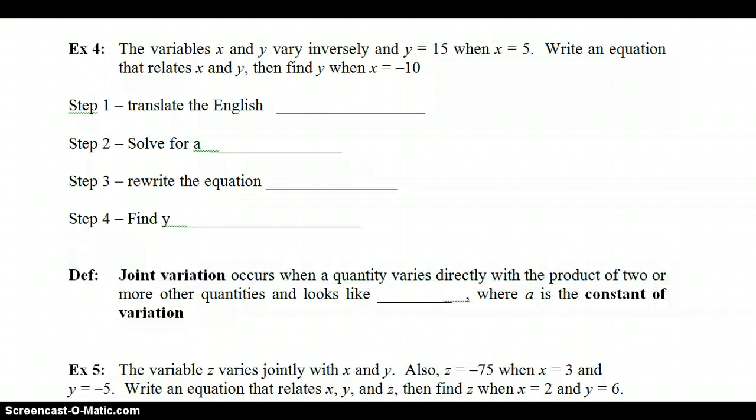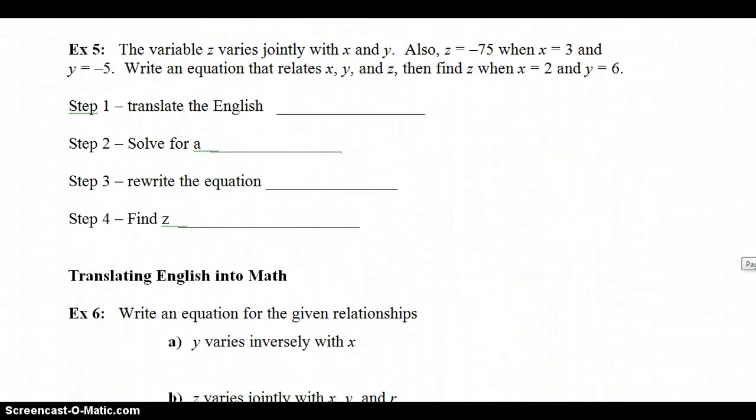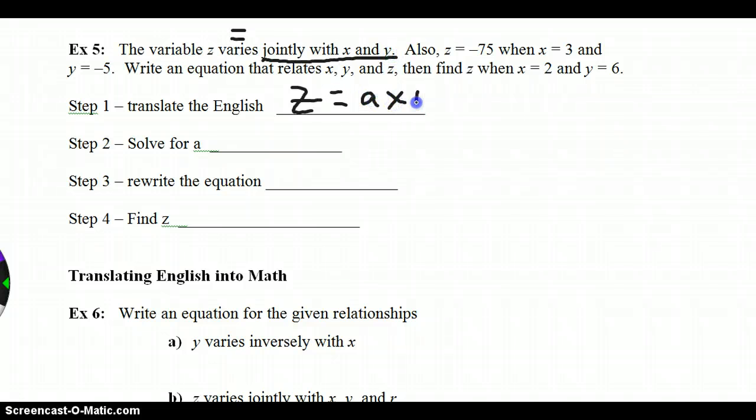Okay, again, let's read through example number 5. Reading through means that we'll try to read the problem a couple different times, get the idea of how we translate, and if it says jointly, that means we're going to join together. So variable z varies means equals, so we'll say equals. Jointly means that we'll join those two variables together. Okay, so again, where does that a come from? A is the constant that we'll have with these types of problems.